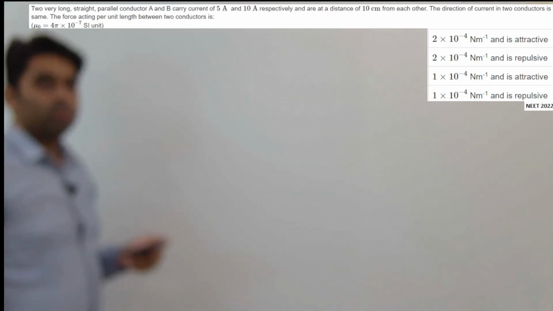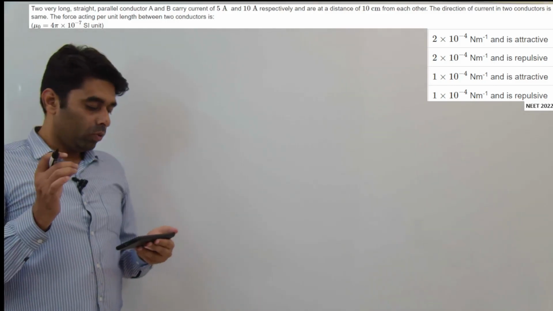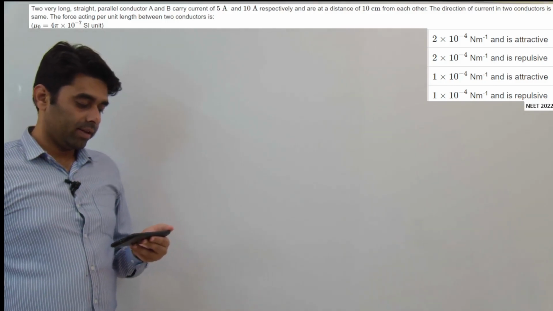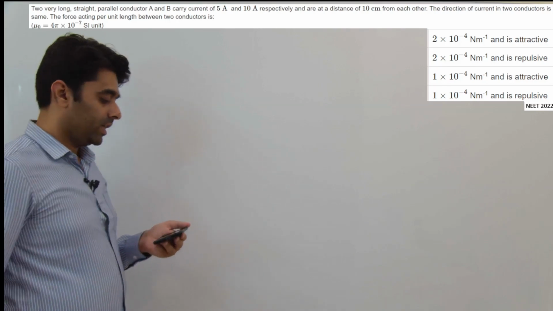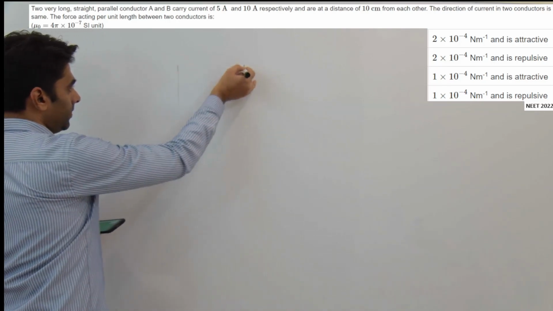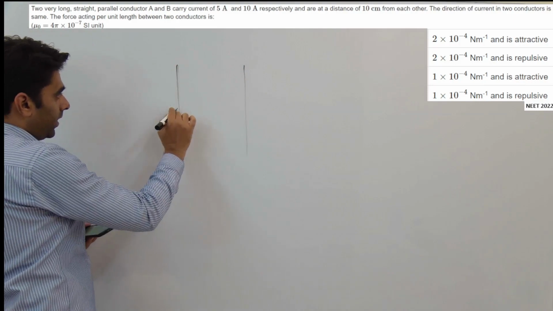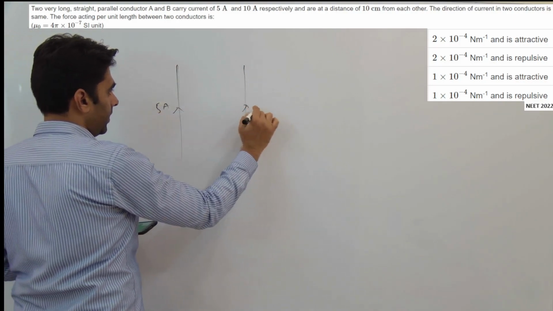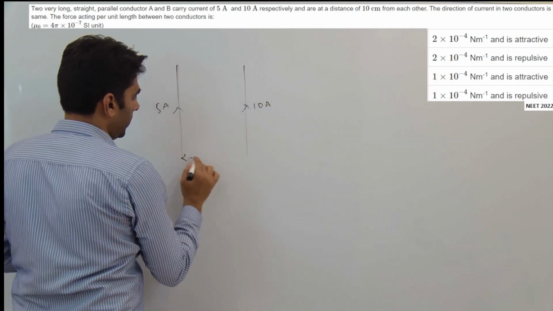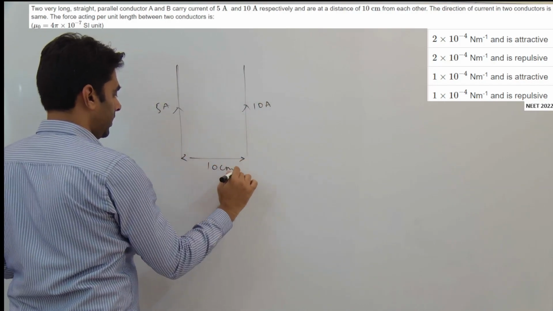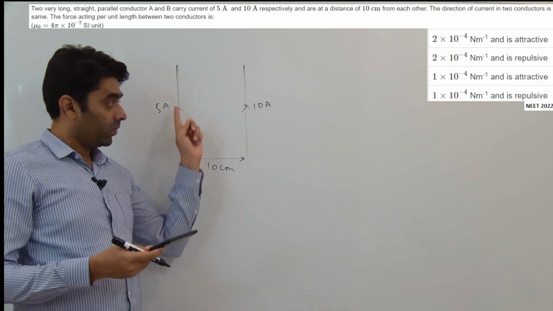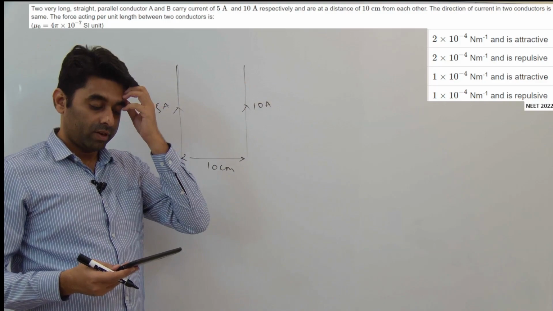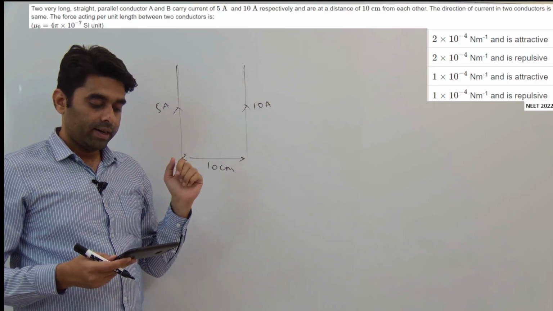So the question that is given to us is: two very long straight parallel conductors A and B carry current 5 ampere and 10 ampere respectively and are separated at a distance of 10 centimeter from each other. Fine. Two long wires are given to us, carrying current 5 ampere and 10 ampere, separated by 10 centimeter. The direction of current in the two conductors is the same. I have taken it upward in both of them. The force acting per unit length between the two conductors is?